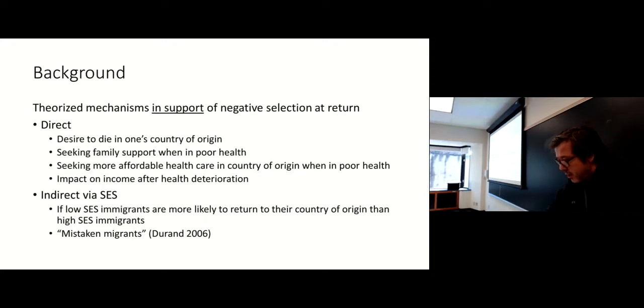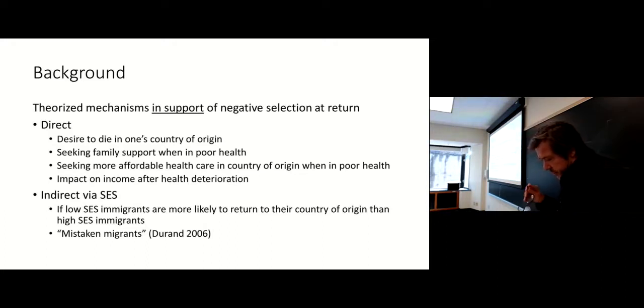Before we go into the data, let's look at some background and some of the underlying mechanisms that may explain or not explain negative selection at return. Let's first look at theorized mechanisms in support of negative selection at return, that would explain why there might be negative selection at return. And we can distinguish between direct and indirect effects.